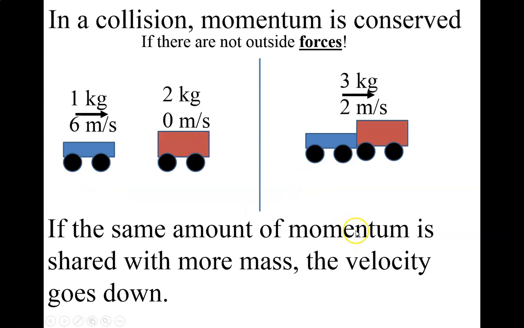Rotation works the same way. In linear momentum, if we have a collision, say a 1 kilogram car moving at 6 meters per second crashes into a stationary car. Afterwards, we've got a 3 kilogram car system moving at 2. So we've got 1 times 6 gives us 6 kilogram meters per second. After our collision, we've got 6 kilogram meters per second. So the momentum is just distributed among a larger mass.